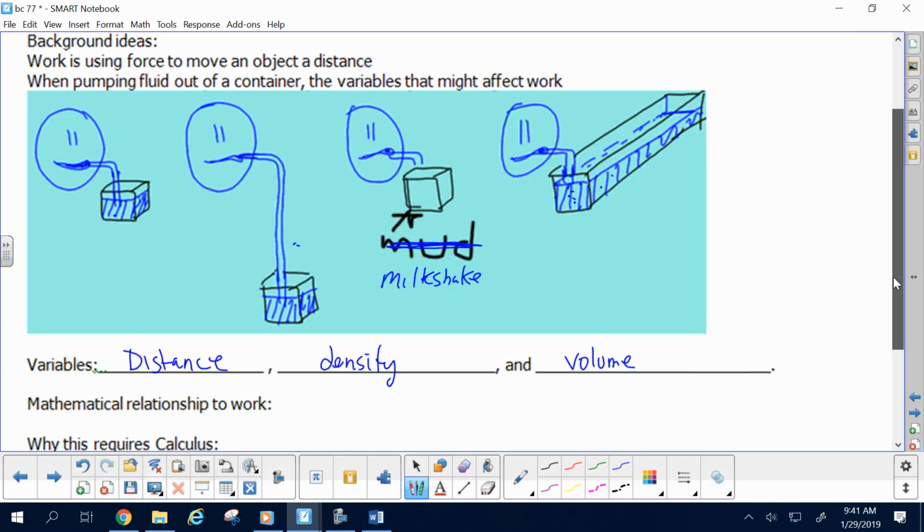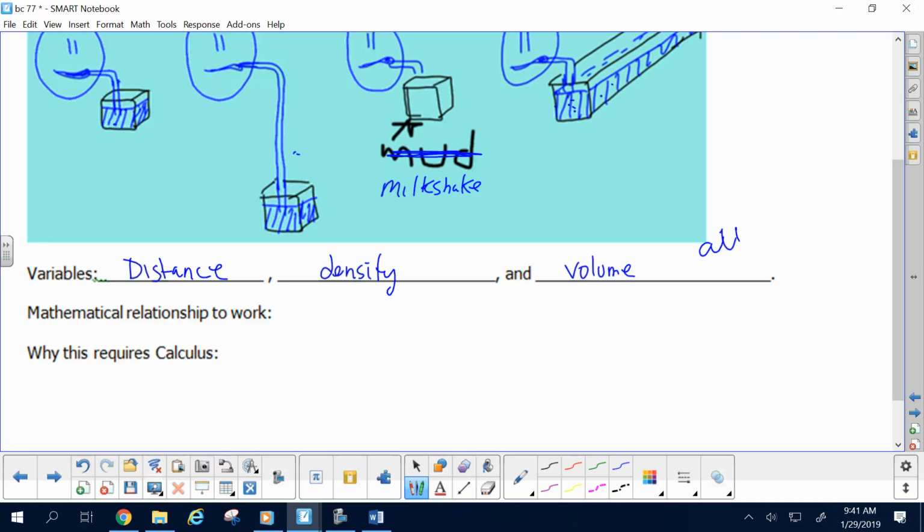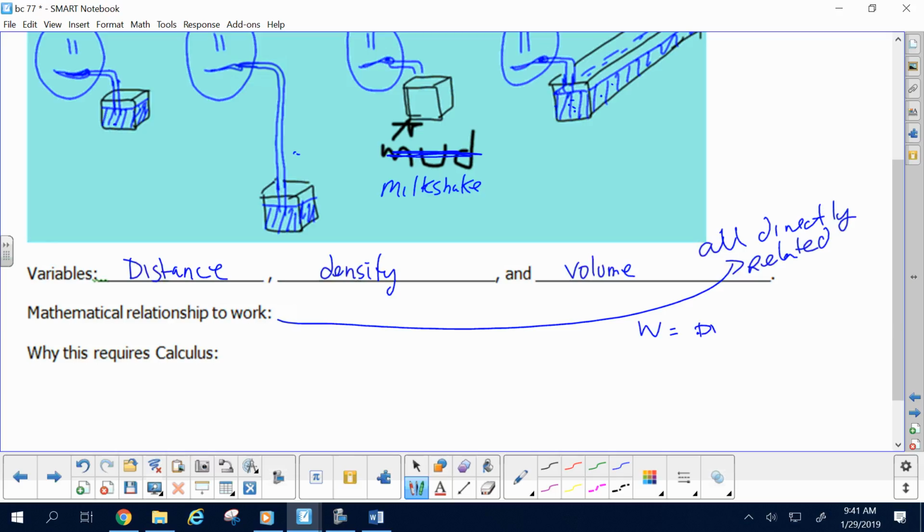Now all these are directly related. So mathematically speaking, it's going to be a direct relationship, so a multiplication relationship. I guess that's what I meant to say here. So the work is going to be lots of little calculations of distance, density, and volume. Question then is, why calculus?